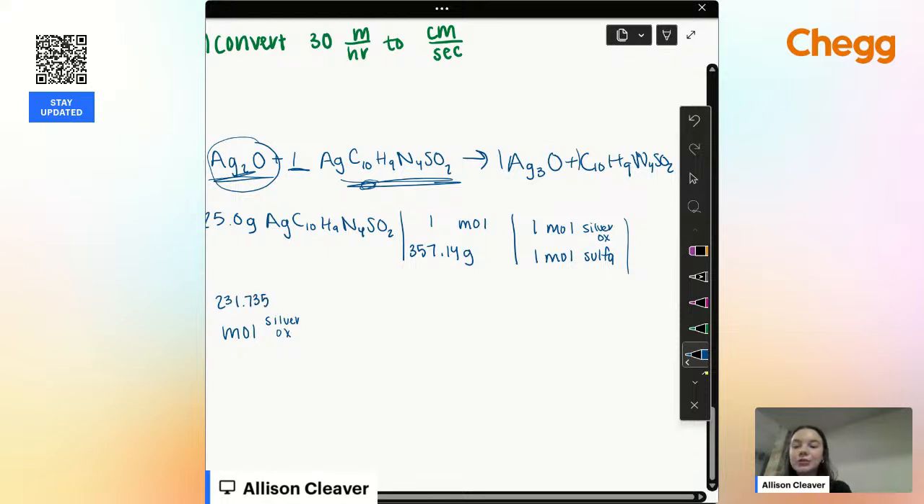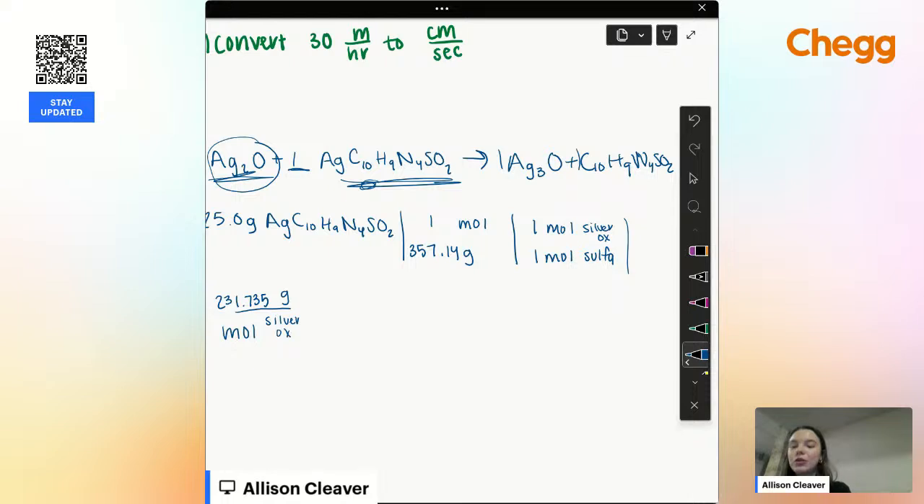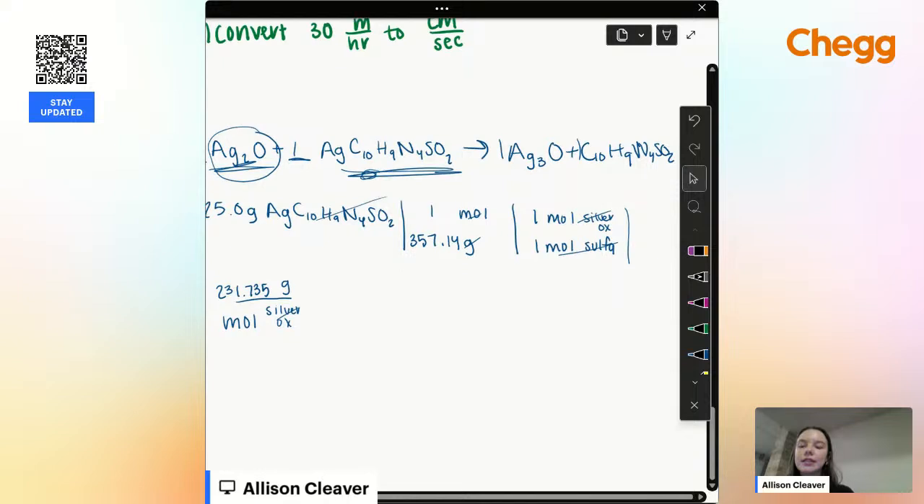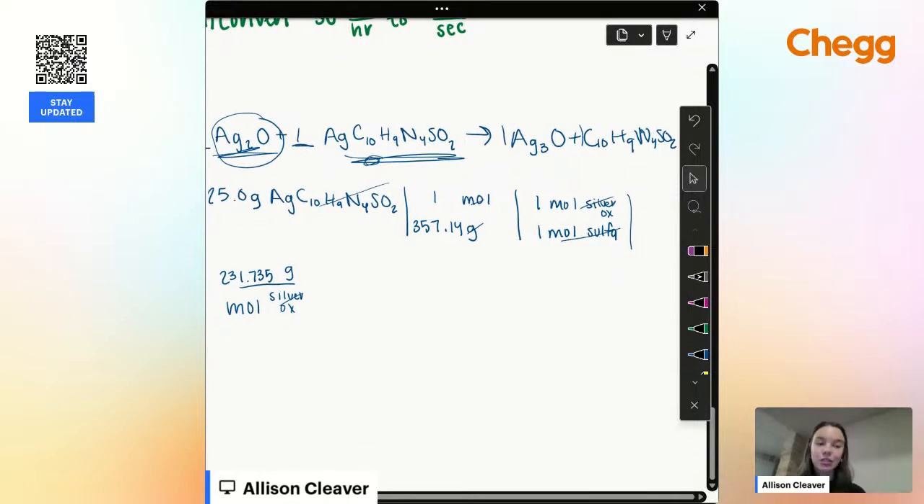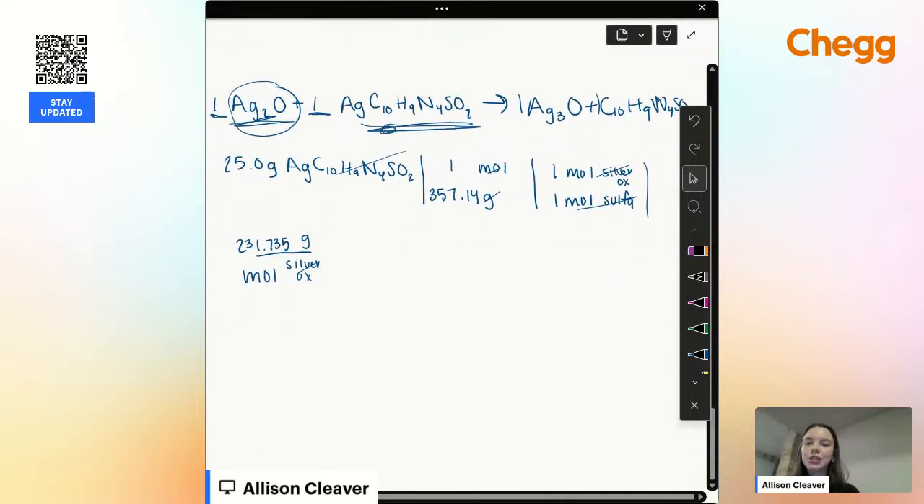So it is 231.735 grams per mole of silver oxide. Now you can see the way we've set this up, everything on the top, we can cancel on the bottom, which is what we want because we want to end in grams of silver oxide. So let's put that all in the calculator. I know that's a lot, but these are some good chemistry questions to get you really great stoichiometry practice.